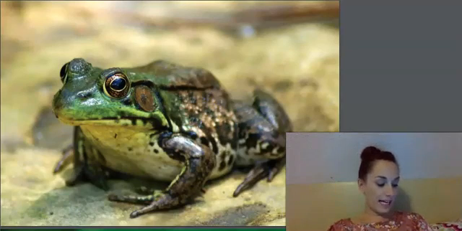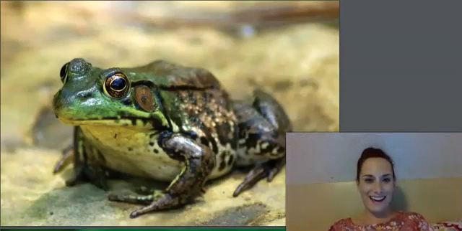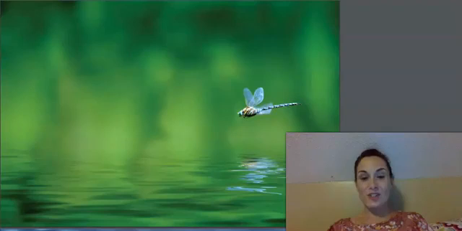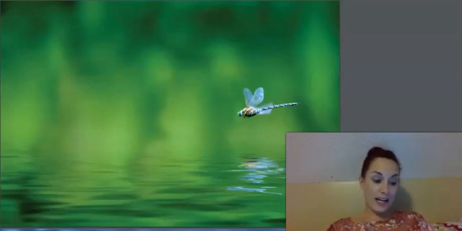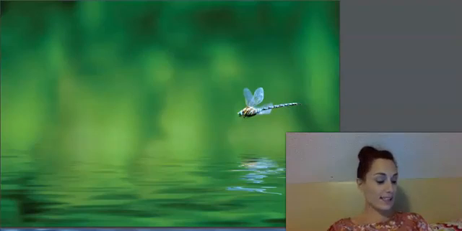Bullfrogs eat a lot of different kinds of food. They are carnivores, so they eat small fish, snakes, birds, and insects like the dragonfly that's buzzing around my head. This is an adult dragonfly, and adult means grown up. Adult dragonflies are flying insects with long bodies and wings.